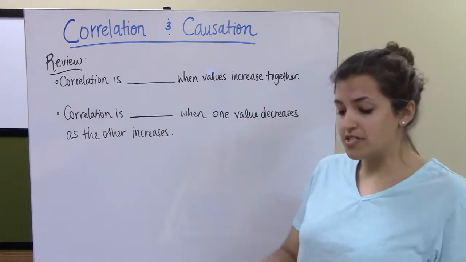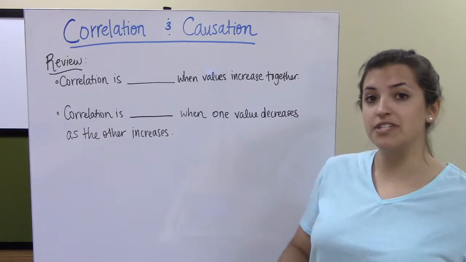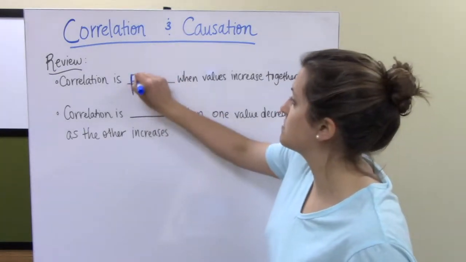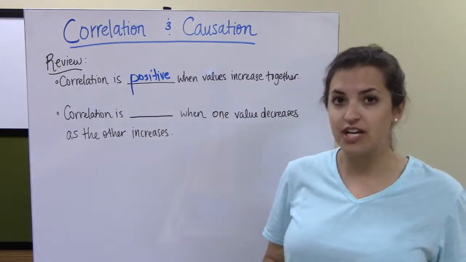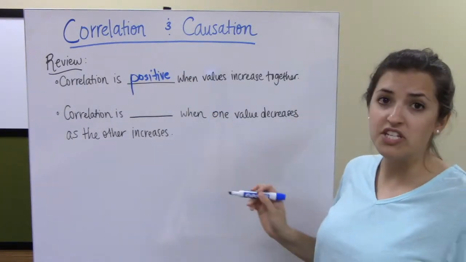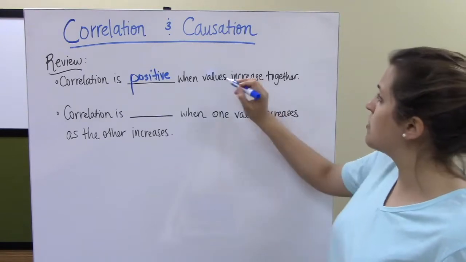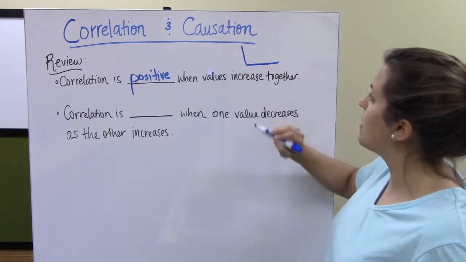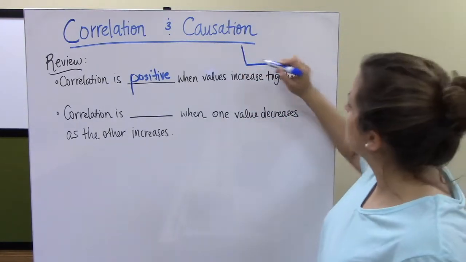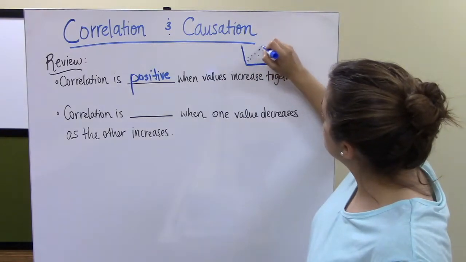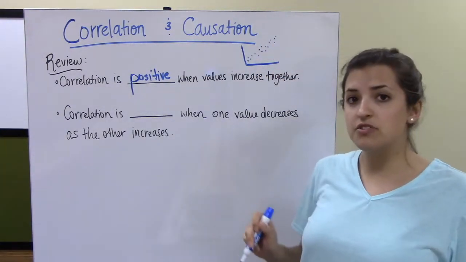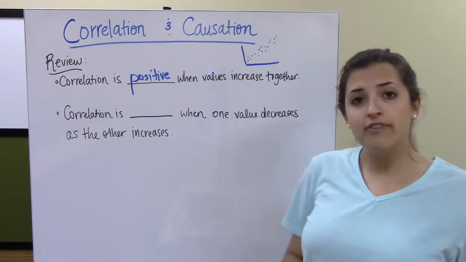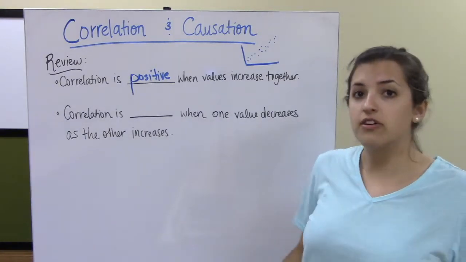So correlation is positive when our values increase together. So this one is positive, and I'd love it if you could just draw a quick sketch next to this of what positive correlation looks like on a scatter plot. So let's remember, correlation that's positive, I know this is small, looks like a general upward trend of our data points. And correlation is going to be negative when one value decreases as the other increases.